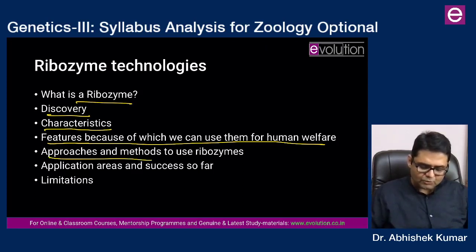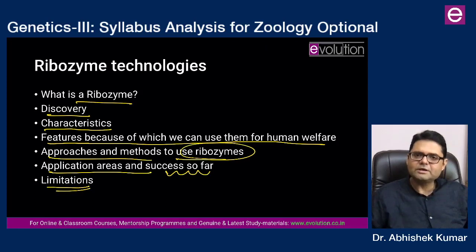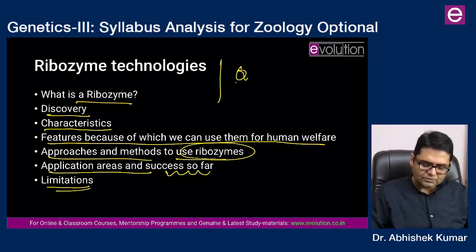And then what are the approaches and methods to use ribozymes? Give examples. Finally, application areas and success so far, and what are the limitations of ribozymes? Generally, a single question: what is ribozyme technology? Discuss its methods and application.